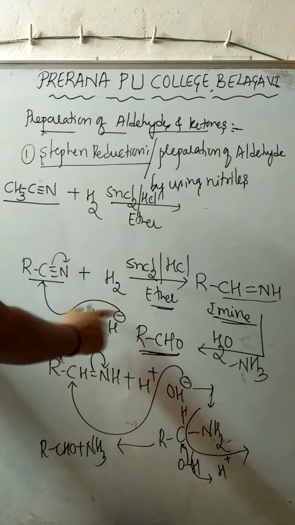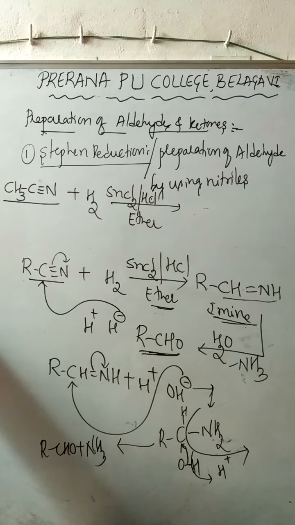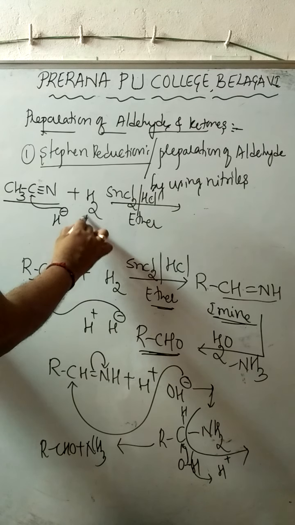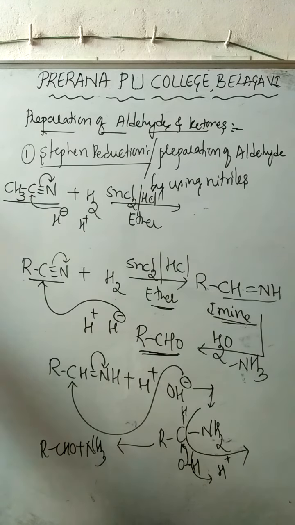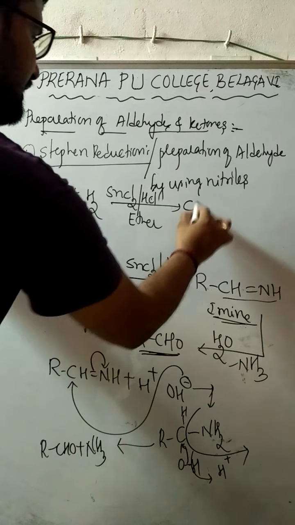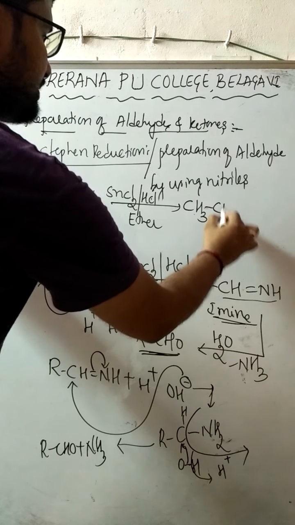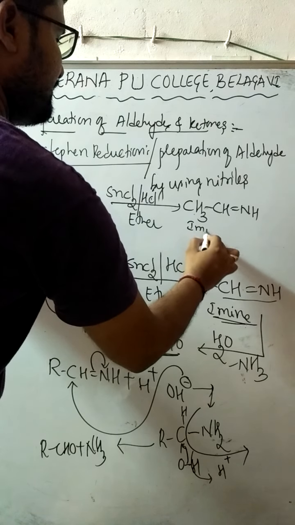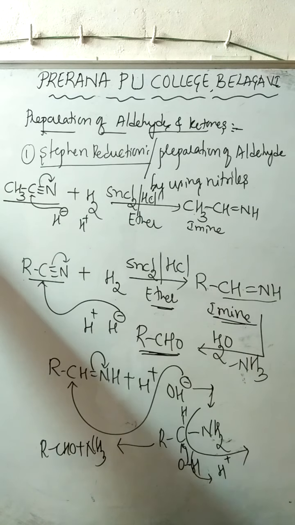So again it ionizes as H plus and H minus, where one of the H minus will bind to carbon and migration of electrons takes place, which will bind with H plus. That gives rise to what? CH3CH double bond NH. Again it is giving rise to an imine intermediate.